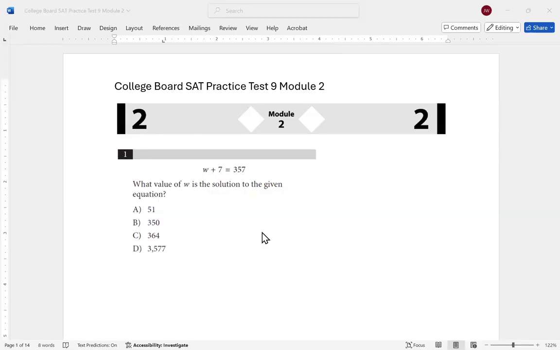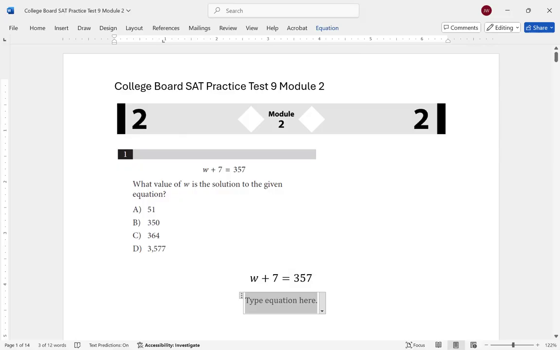So let's do the questions. Question 1. What value of W is the solution to the given equation? We have the equation W plus 7 is equal to 357. What I would do is subtract 7 from both sides. If we subtract 7 from both sides, we get W is equal to 350. And that's what it's asking us for. So the answer to question number 1 is B, 350.